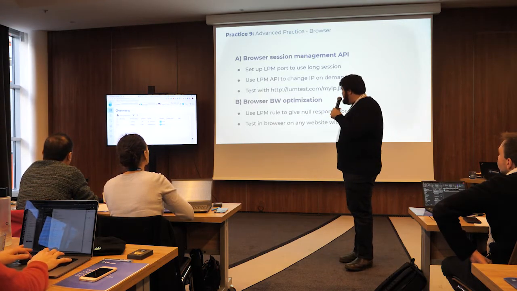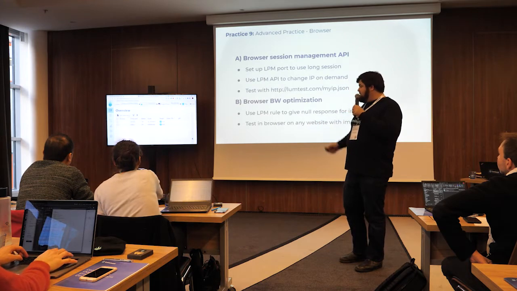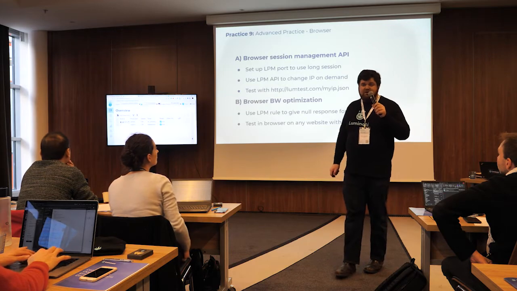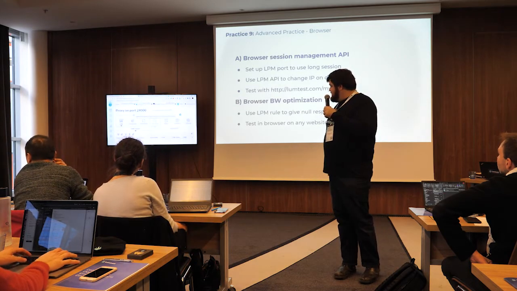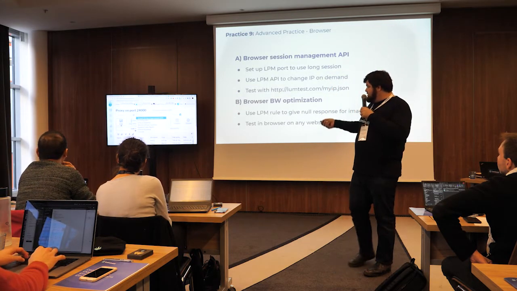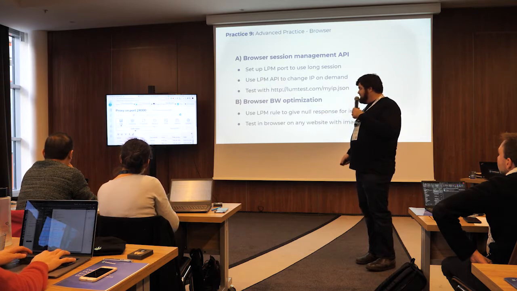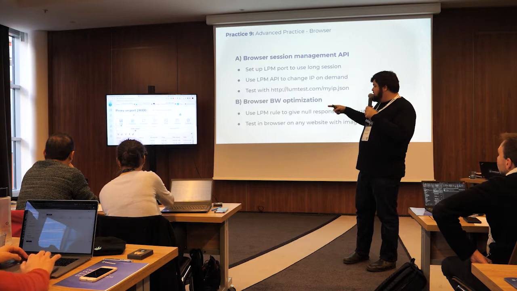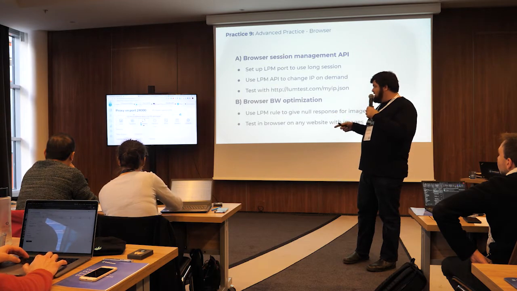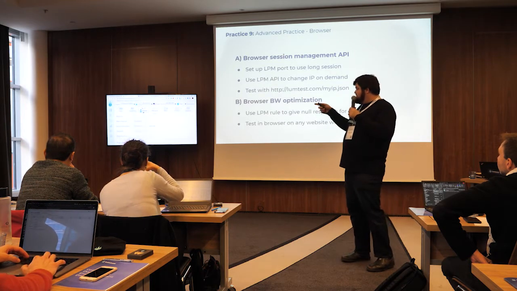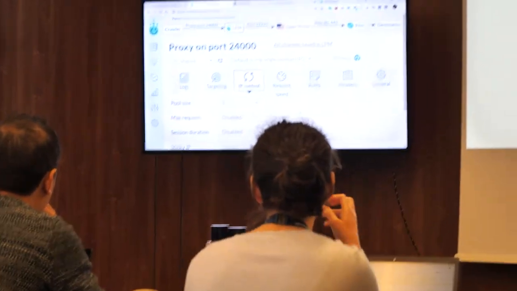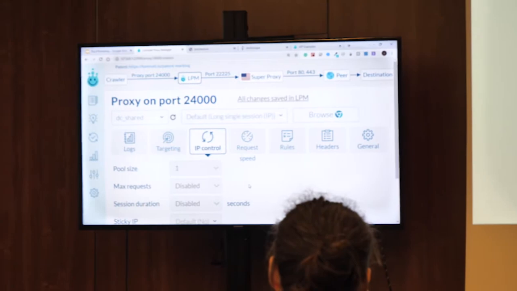So to do that, we're going to go back to our LPM. Instead of rotating IP, which changes IP on every request, we're going to change it to a long single session. So here we have a default preset that chooses long single session, but go to IP control and we can see the exact settings. This is going to change the pool size to 1. You can do all this if you choose custom and you have full control over the settings too.